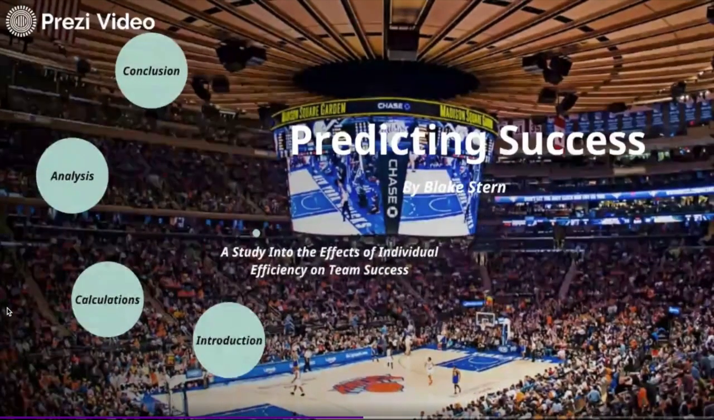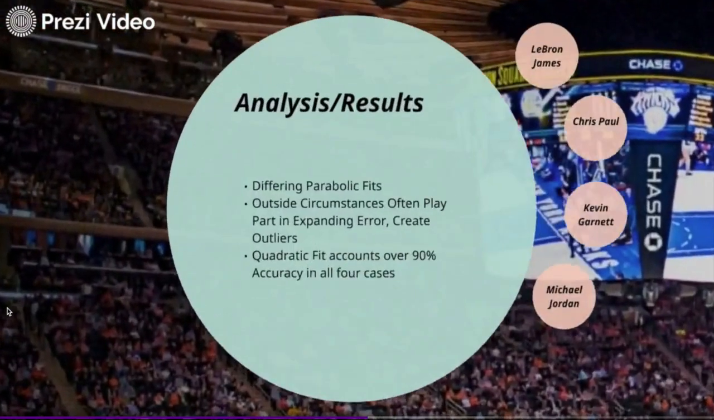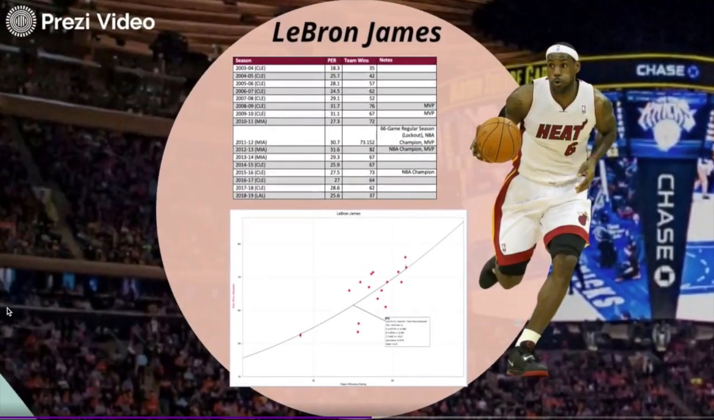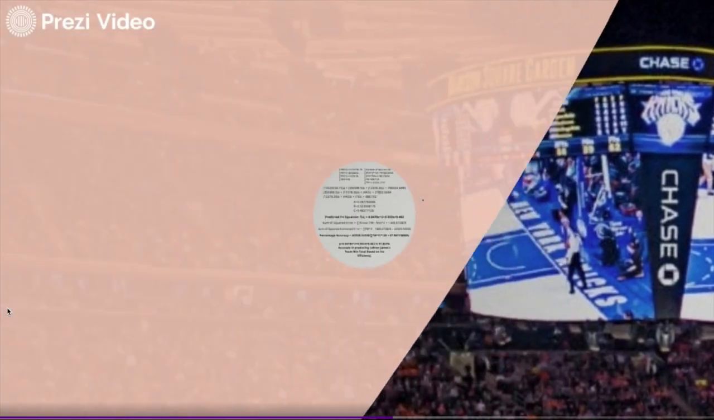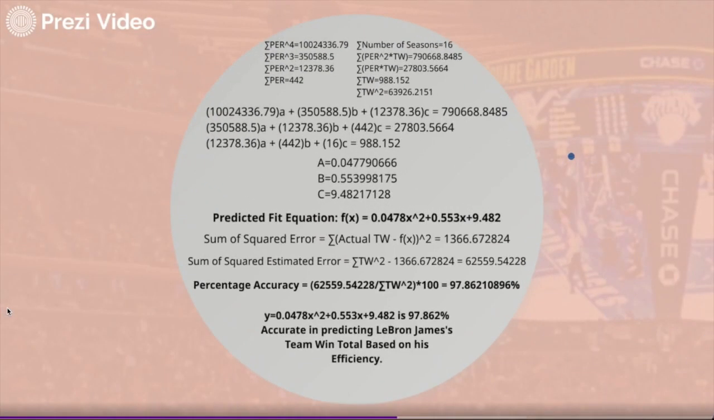Now let's look at the actual results. First, we look at LeBron James, the best player of the 21st century. As seen on the table and the graph, LeBron's team win total generally trends up when his PER is higher, or farther to the right on the graph. The calculations told a similar story and produced the predicted parabolic fit as y equals 0.0478x squared plus 0.553x plus 9.482 with a percentage accuracy of around 98%.